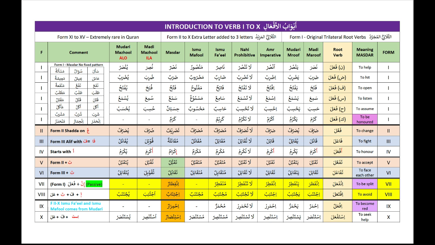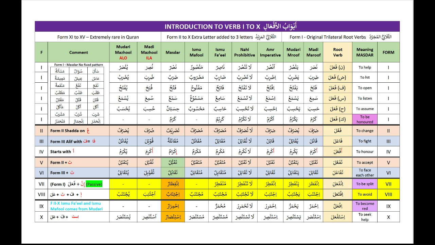Form 7, infatara. Infatara yanfatiru, infatir, la tanfatir. Munfatirun, there is no maful for it and no madi majhul or mudari majhul, and the masdar is infitarun. Next is form 8, ijtanaba yajtanibu, ijtanib, la tajtanib. Mujtanibun mujtanabun, ijtinabun, ujtuniba yujtanabu.